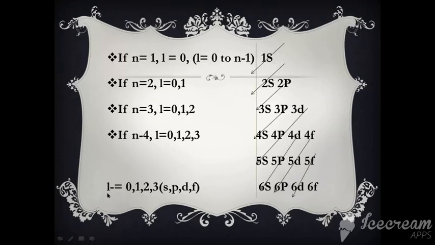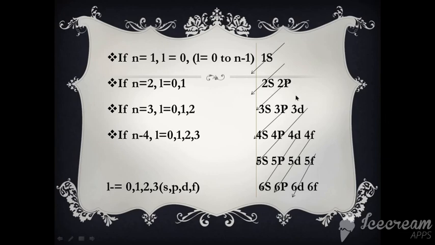When I say the azimuthal quantum number is equal to 0, 1, 2, 3: 0 stands for s orbital, 1 stands for p orbital, 2 stands for d orbital, 3 stands for f orbital. So let me write the energy level diagram. This is n equal to 1, l equal to 0, so that is 1s. For n equal to 2, l equal to 0 is 2s, and 2, 1 is 2p. Understand this and write the energy level diagram of the AUFBAU principle.